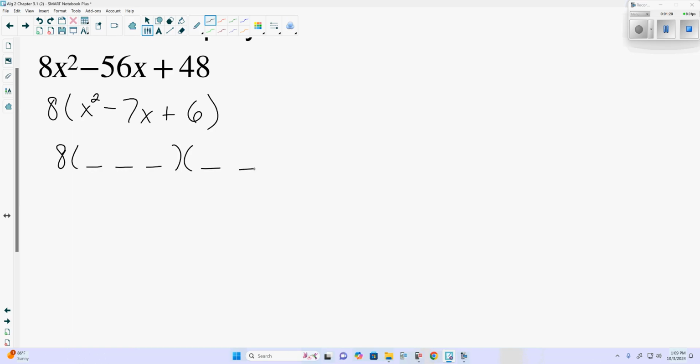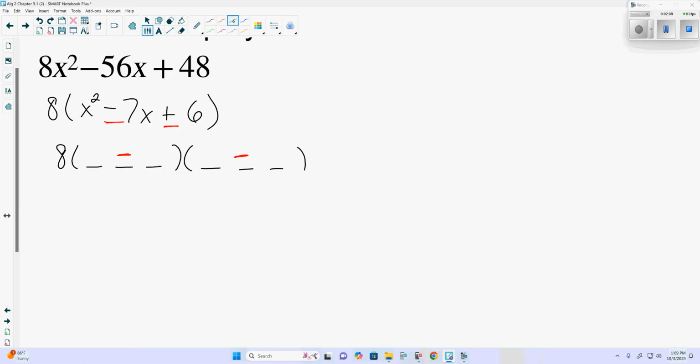Now we can move on to step number 2, our 2 sets of parentheses with 3 spaces. If the third term is positive, the signs are the same and match the sign of the middle term. If the third term is negative, the signs are opposite. Well, here the third term is positive. So the signs are the same and they match the sign of the middle term, which is negative. So both the signs are negative. Questions on this so far?